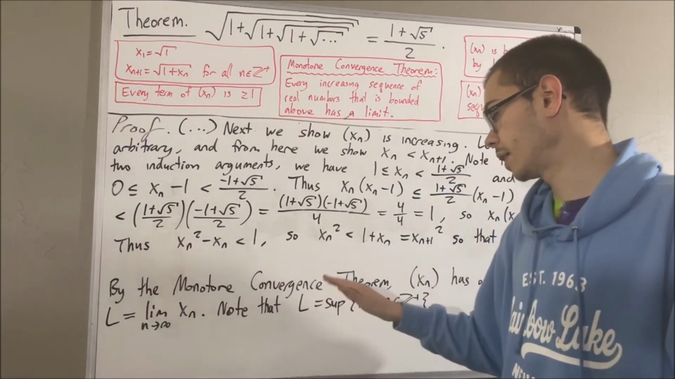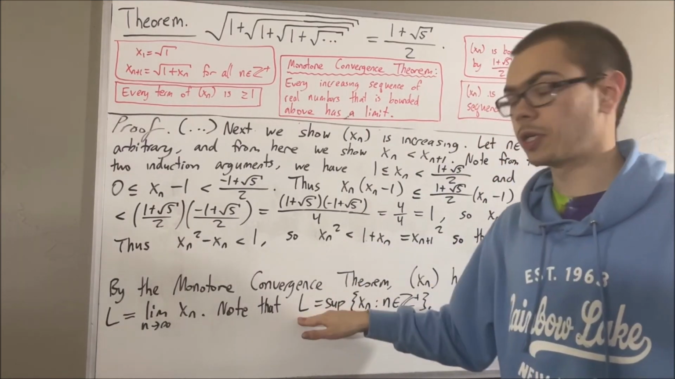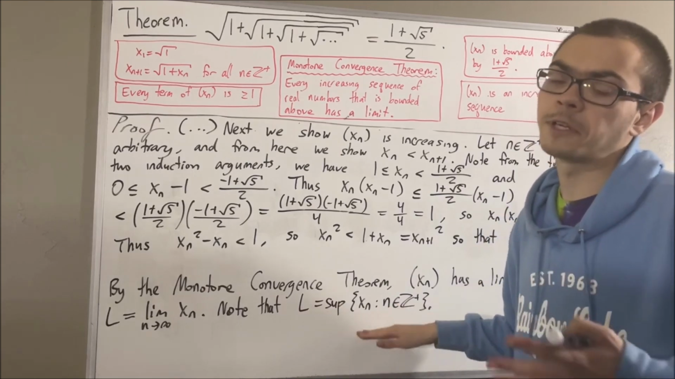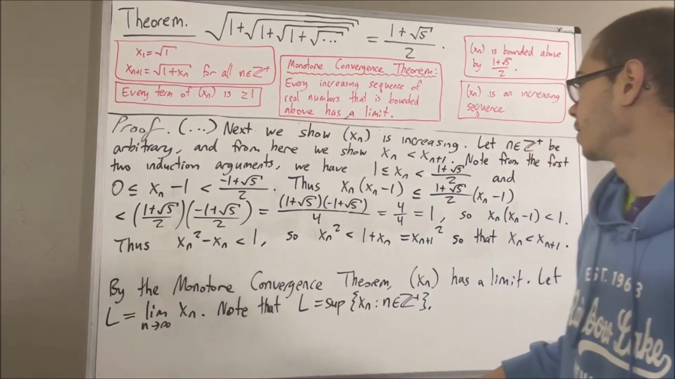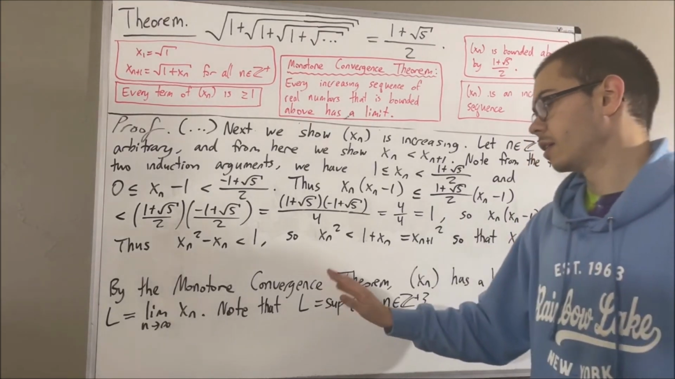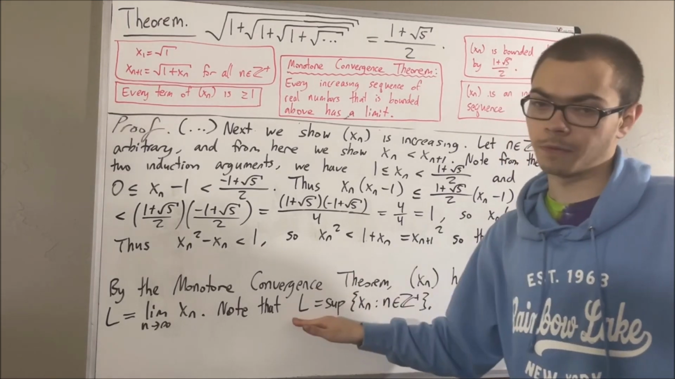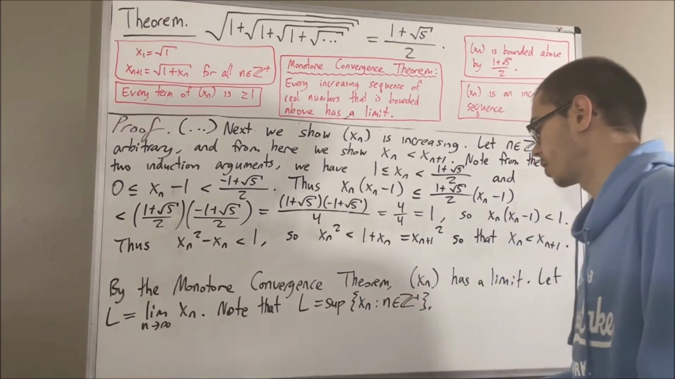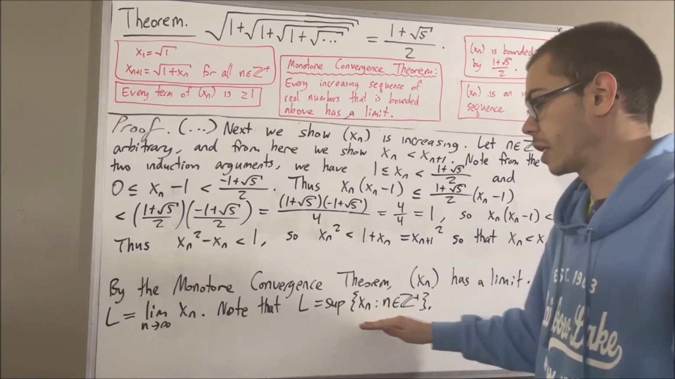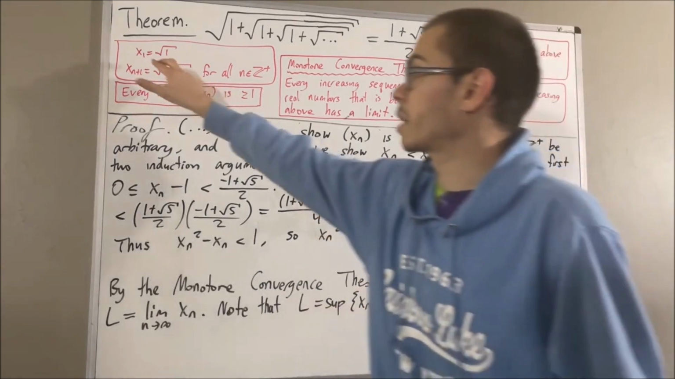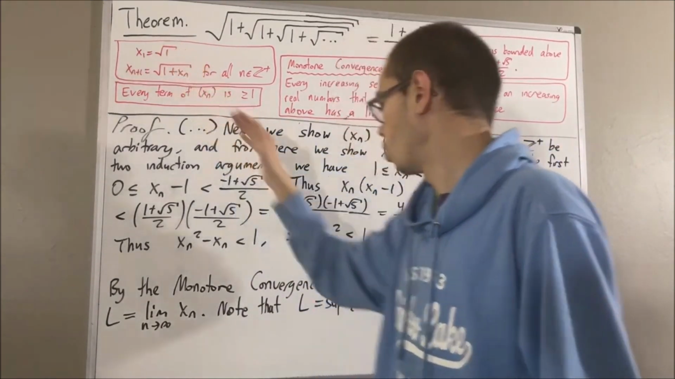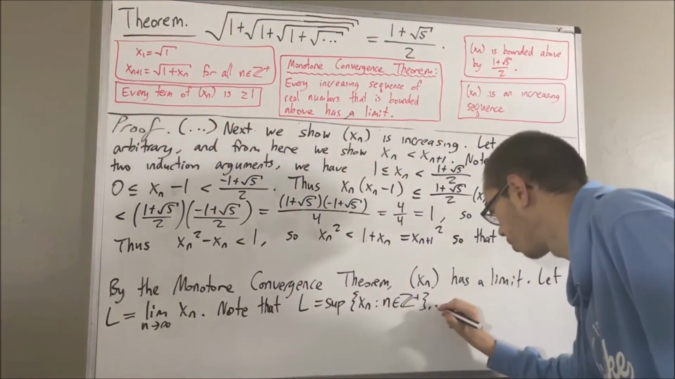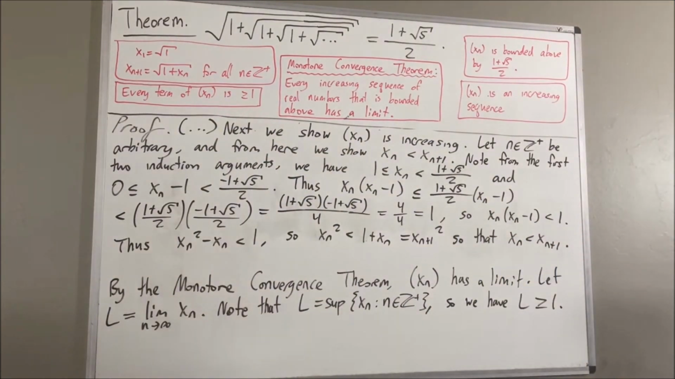So since L is the least upper bound of our sequence, we know that L is an upper bound of our sequence. So every term of our sequence is less than or equal to L. In fact, you could technically show that every term of our sequence is strictly less than L, but that's not really important. What's important is every term of our sequence is less than or equal to L, so in particular, x1 must be less than or equal to L. Well, x1 is equal to 1, so 1 is less than or equal to L. Right? L is greater than or equal to 1.